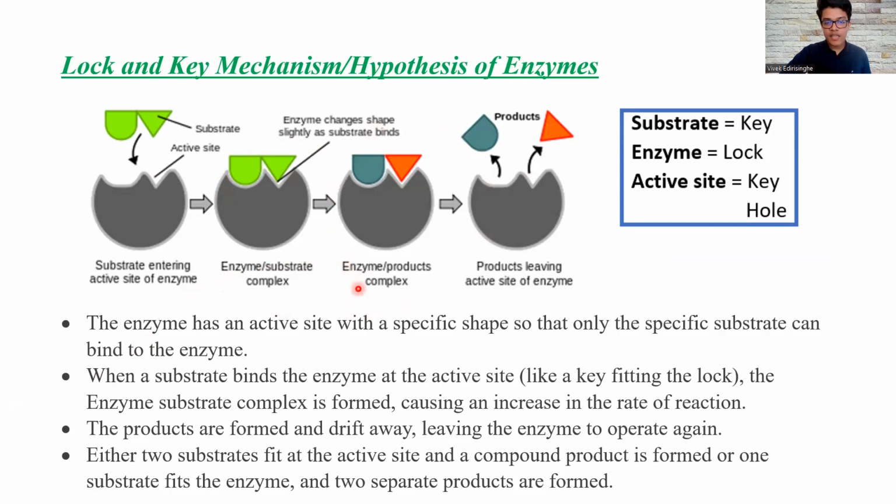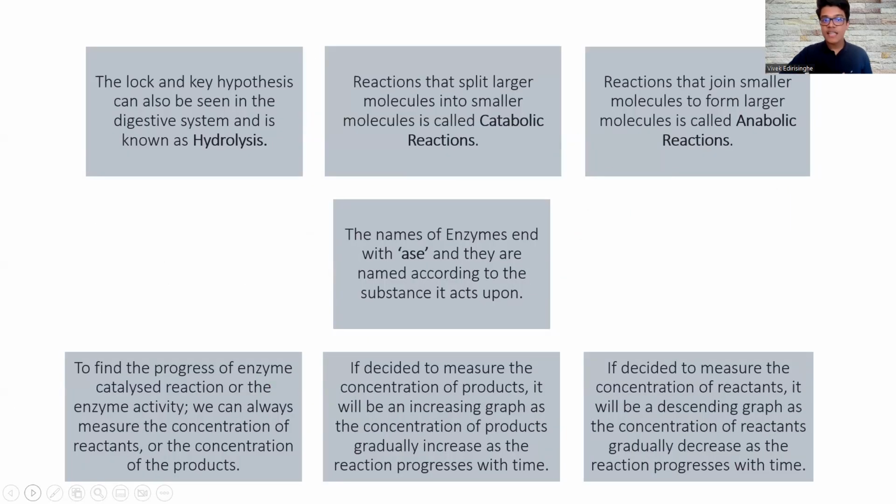According to the diagram here, the initial substrate is broken down into two products and the products leave the active site, making the enzyme available to be used again for the same reaction. It must be noted that enzymes would either combine two substrates at the active site forming a single product, or split up a single substrate into two or more products.